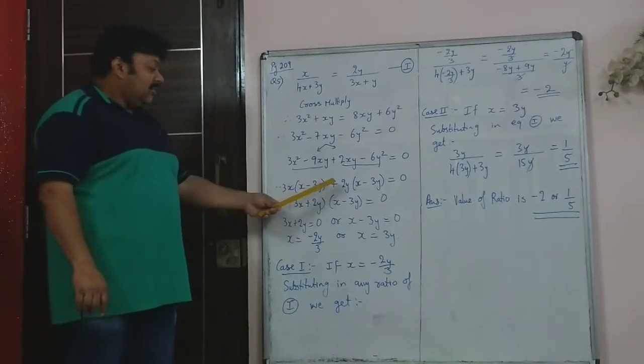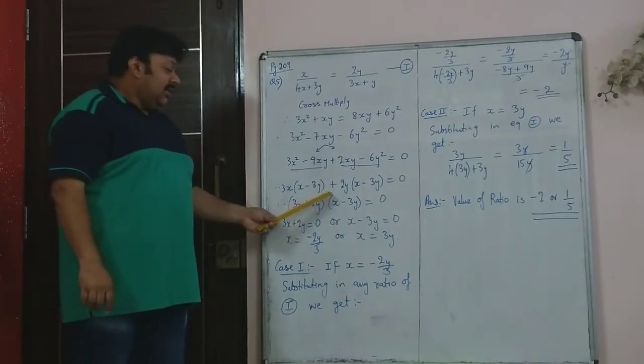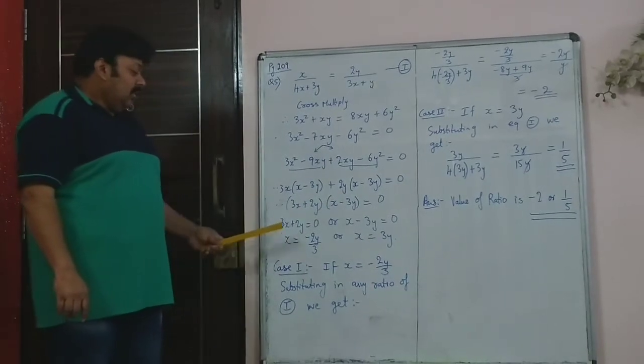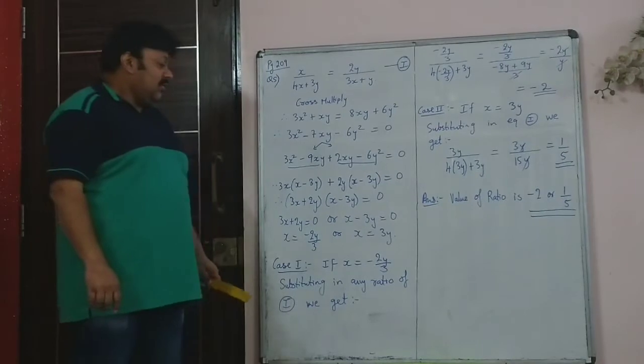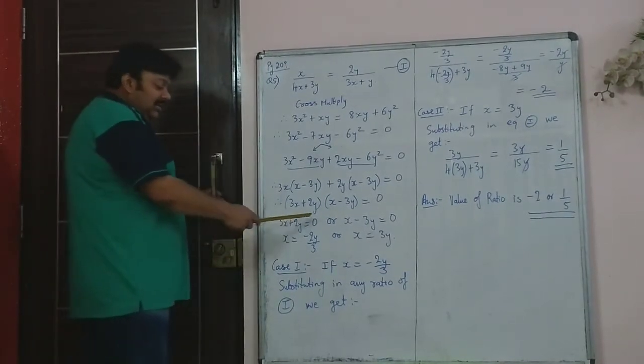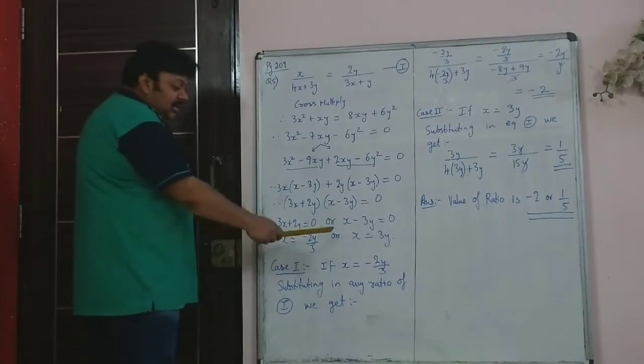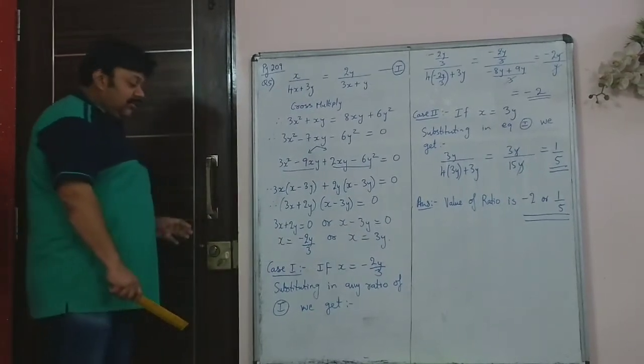So you get 3x plus 2y and x minus 3y equal to 0. So 3x plus 2y is 0 or x minus 3y is equal to 0. So x is equal to minus 2y by 3 or x is equal to 3y.